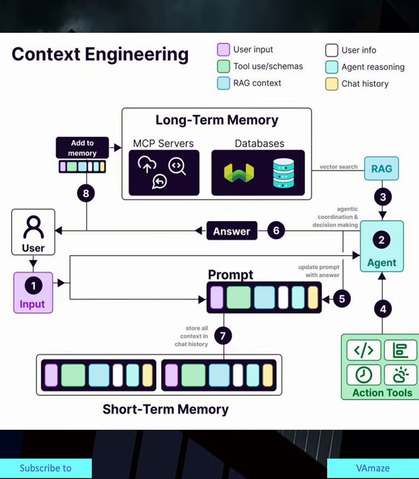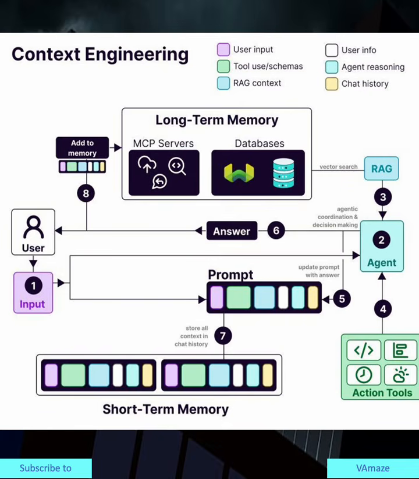The tool integration layer, step 4. Action tools represent the agent's hands in the digital world, capabilities to execute code, access databases, call APIs, perform calculations, and interact with external systems. Context engineering ensures these tools are presented with clear schemas, usage examples, and appropriate access controls. The genius of this approach is that tools aren't just available, they're contextually relevant. The agent understands not just what tools exist, but when and how to use them based on the current conversational and task context.